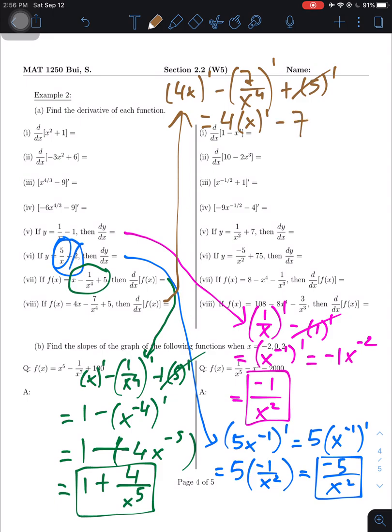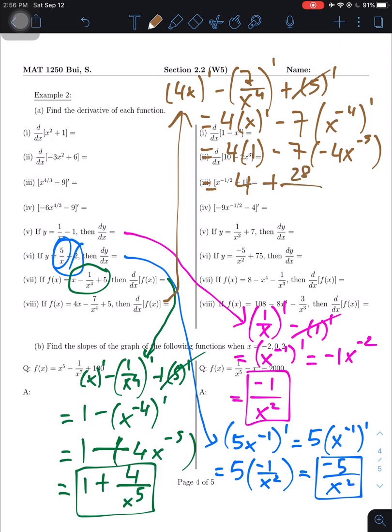Same goes with the second one. We're going to have to rewrite it and then put out the number or whatever constant you have in there. So it's going to look like this, and then we focus on taking the derivative of that variable. So now the derivative of x is just 1, so that means we're going to get 4 times 1. The derivative of x to the -4 in here would be -4 times x to the -5. So putting everything together, we're going to get 4 in here, and then plus 28 over x to the 5th power.